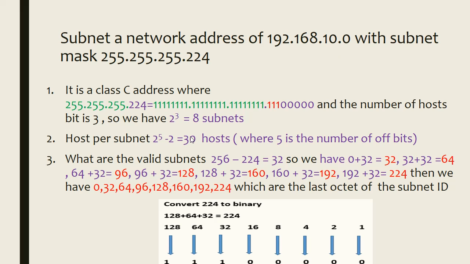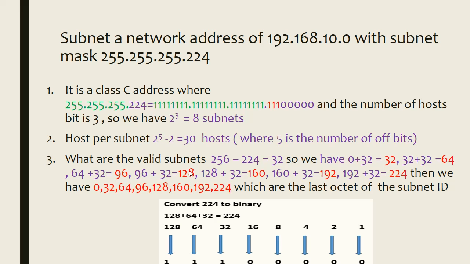Now how about the hosts per subnet? Since I'm having 3 bits that are on, I'm having 5 bits that are off. So with the 5 bits that are off, I'm having 2 raised to the power 5 minus 2. It's going to give me 30 hosts per subnet. That is, for each subnet of the 8 subnets, I'm having 30 hosts each, because 5 is the number of host bits that are off.